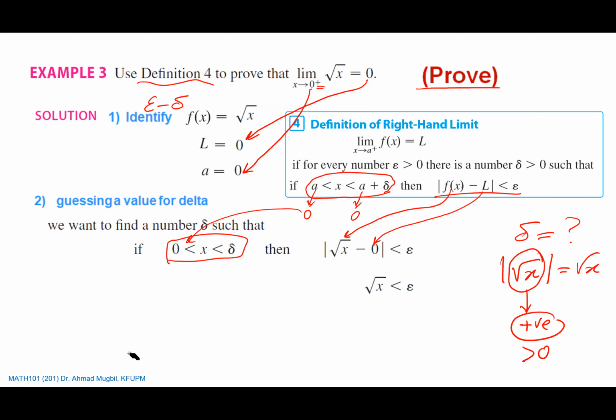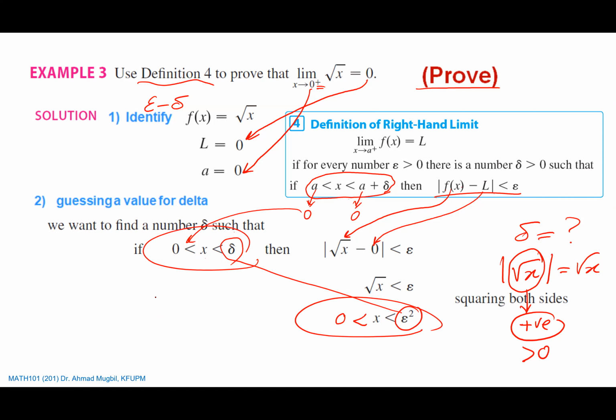So in fact, what does this mean? I need delta, guys. I need to go from here to here. How to do that? I will square both sides. Both of them are positive, so I can square both sides, no problem. So if we square both sides, look what we have. x is greater than 0 because it is inside the square root, and x is less than epsilon squared. Now this suggests what? What is delta? Compare this with this. Delta is epsilon squared. And of course, it could be any number less than epsilon squared.